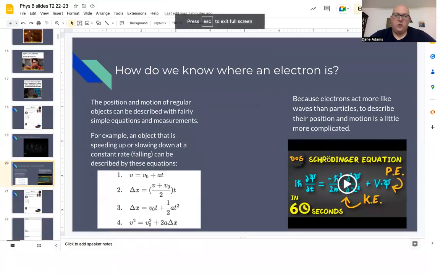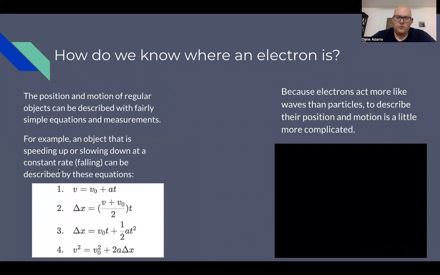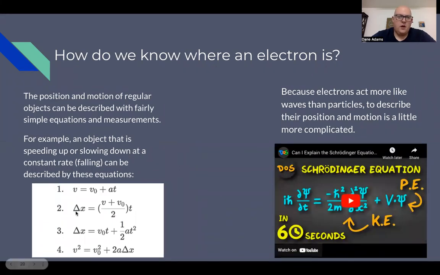Just to show you a little bit here, generally we can map position, we can talk about velocity, we can talk about acceleration and forces when we look at particles in our everyday experience. These are some equations that you've used before. But when we talk about electrons or photons that most of the time don't act like particles, they actually act like waves, then to describe their position and their motion is a whole lot more complicated. I'm going to play this short 1-minute video.